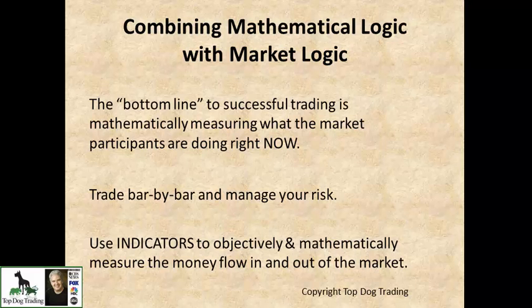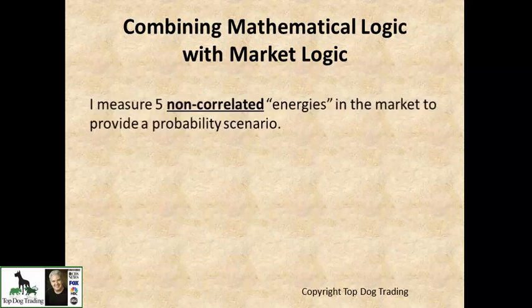And then I use indicators to objectively and mathematically measure the money flow in and out of the market. That's what we're looking for, the money flow. Money doesn't lie. When people are making commitments and they're actually entering their money, that's what we want to measure. And I use indicators for that. Now, indicators don't make me money directly. If they made us money, we'd call them money makers. So what is an indicator? Well, an indicator is really just a mathematical equation. That's literally what it is.